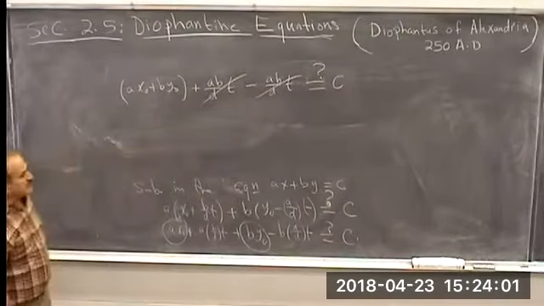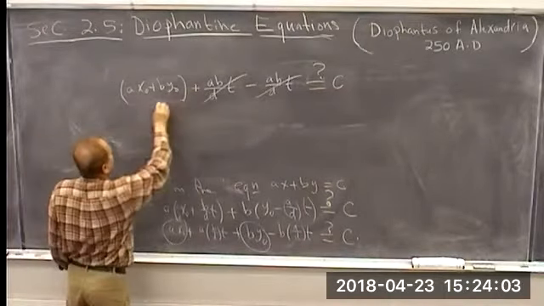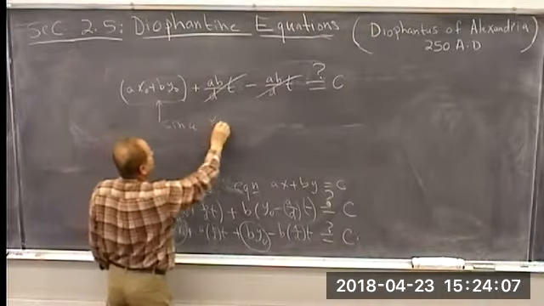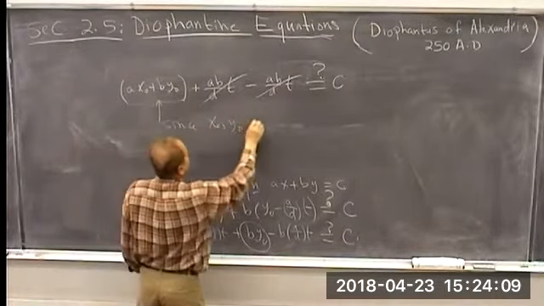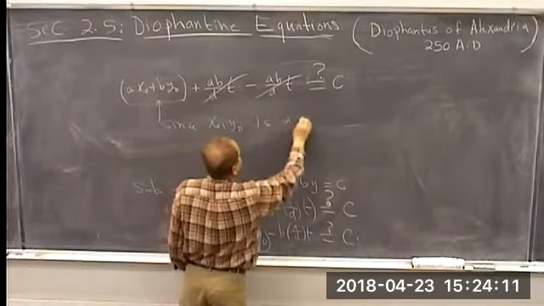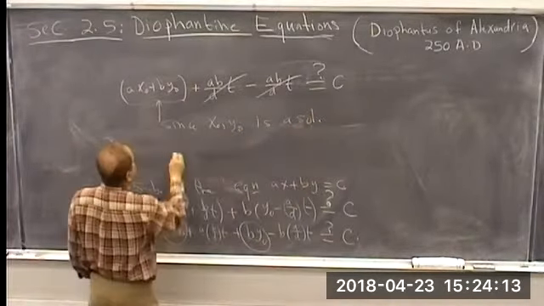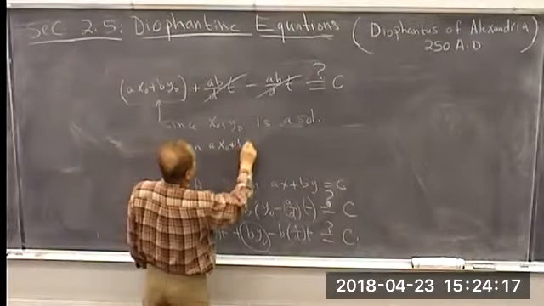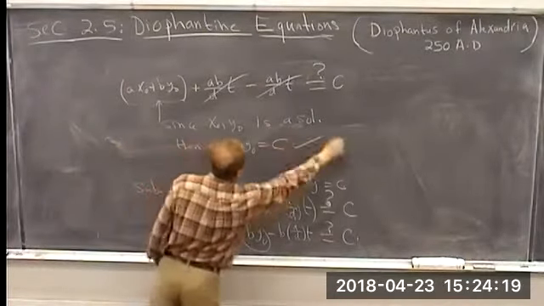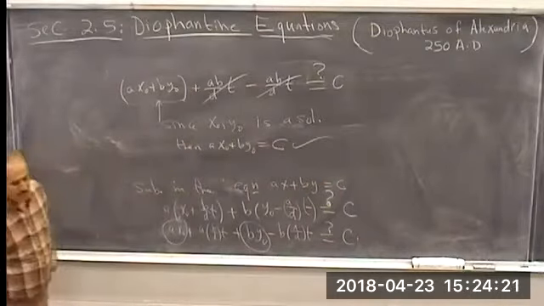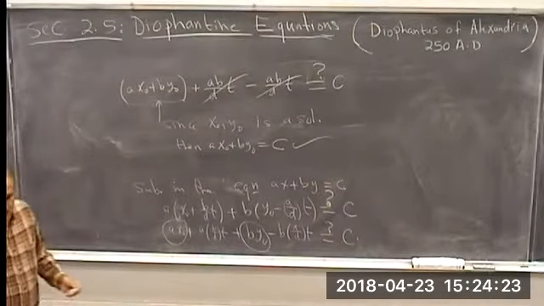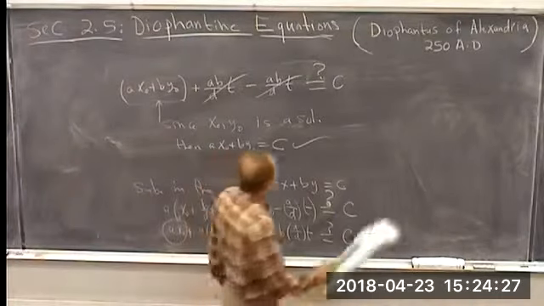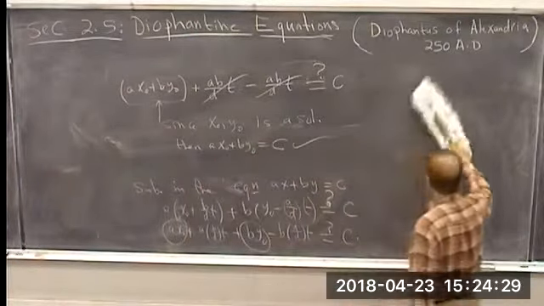Yes, it is, because since x sub 0, y sub 0 is a solution, then ax sub 0 plus by sub 0 satisfies the equation. Yes, it is equal to c. All right, so this is the proof of the theorem, so that the solution set is expressed in terms of one solution.